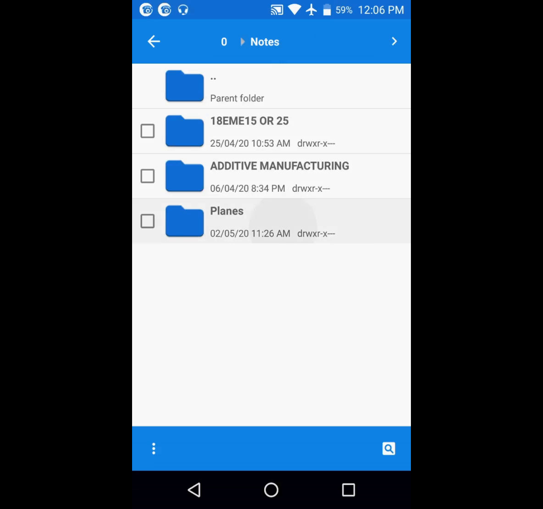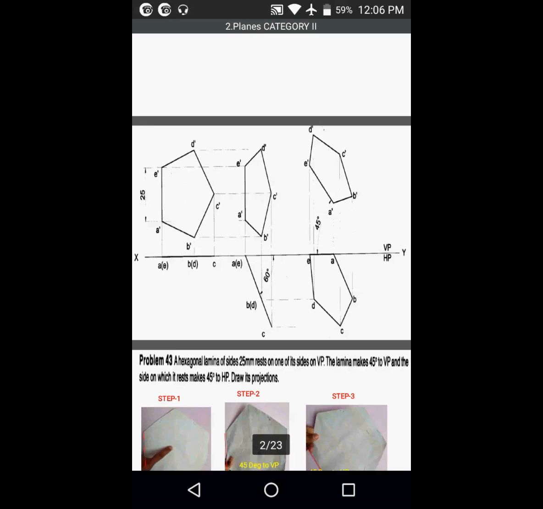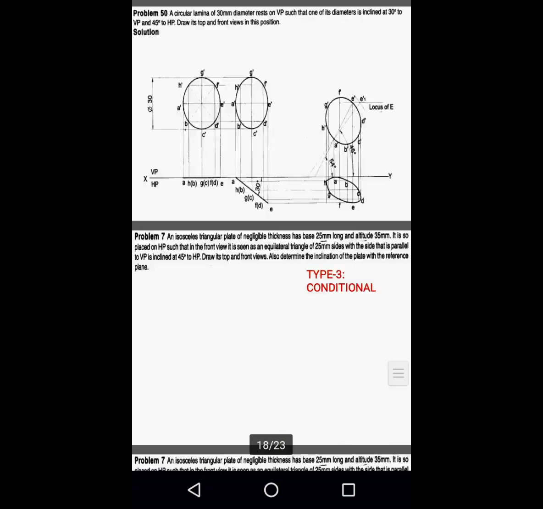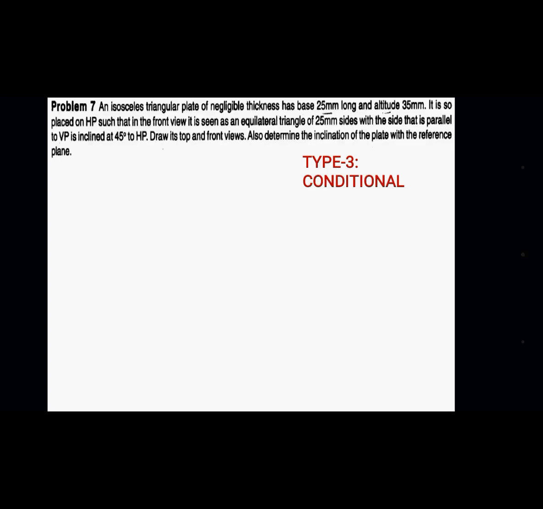So far in the previous two types, we have seen the lamina resting on VP with either the general type, with HP angle and VP angle given, or related to the beta angle, the angle made by the median of the lamina. The third and last type of lamina problem is the conditional type. You find conditional type problems both for lamina resting on HP as well as on VP. Compared to all other types, this type, lamina resting on VP with conditions, is a little bit tricky.